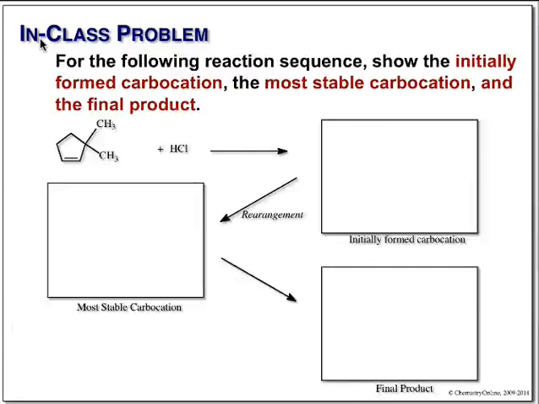Now, our initially formed carbocation is going to be on one of these secondaries, but it only makes sense to put it here next to the quaternary system. It's actually a more stable spot anyway. But therefore, all we have to do for our initially formed carbocation is to draw this.